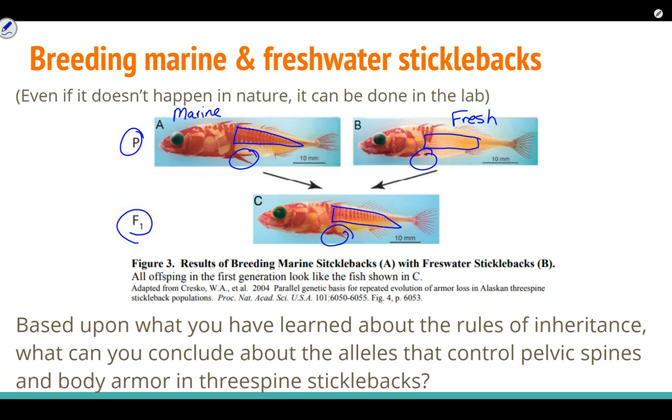So based on what you know about genetics, the first part of this case study is actually some genetics review too. What can you conclude about the alleles that control pelvic spines and body armor in these sticklebacks? Answer that next question on your sheet, please.